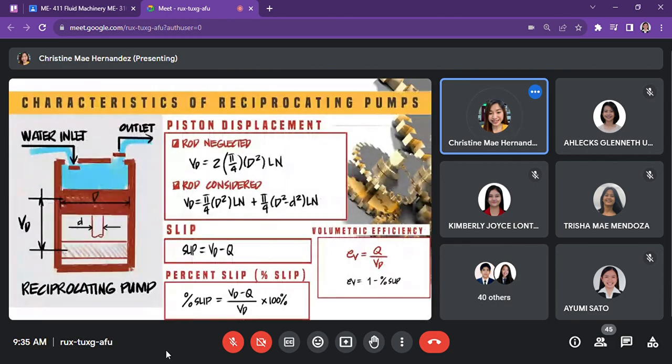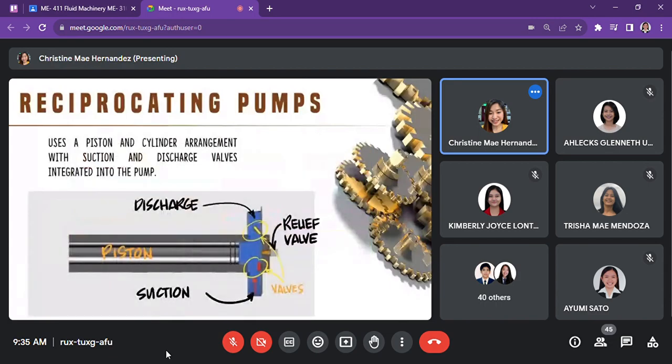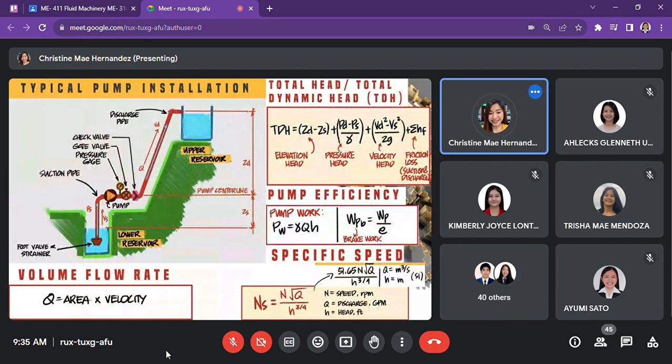So, sinasabi lang dito, so kung kanina, balikan natin itong isa. Mapapansin niyo dito kanina sa total dynamic head, which is elevation head ng discharge minus elevation head ng suction plus pressure head ng discharge minus pressure head ng suction over the specific weight plus velocity head ng discharge squared minus velocity head ng suction squared over 2 times gravitational acceleration plus the friction head loss.